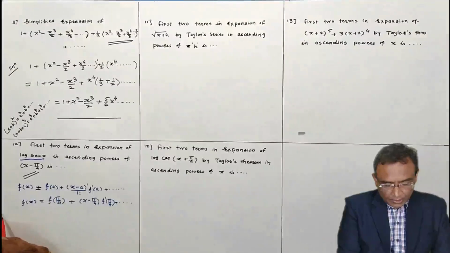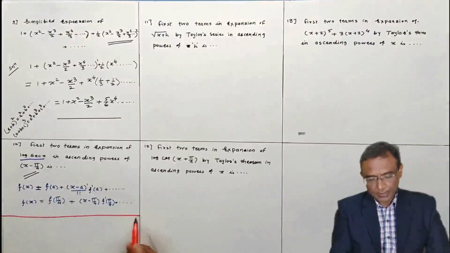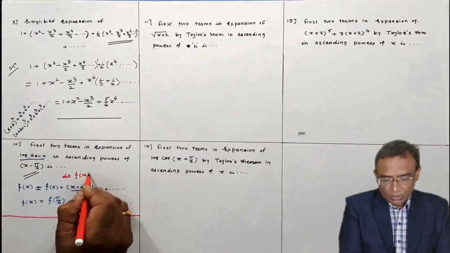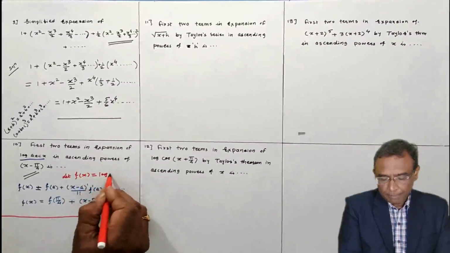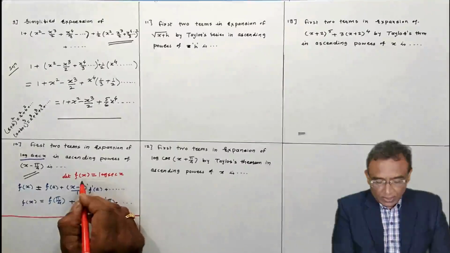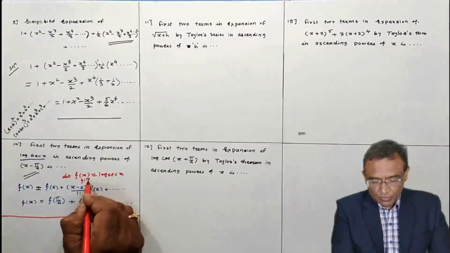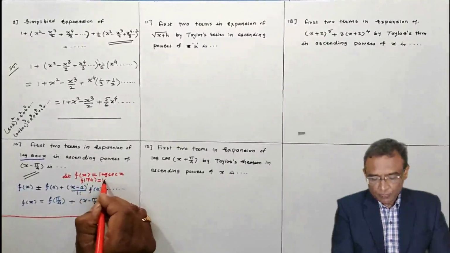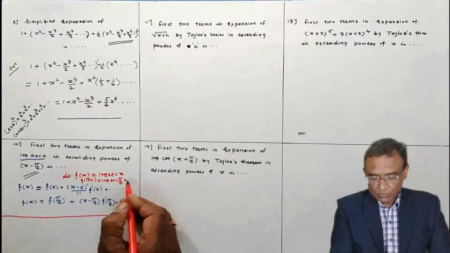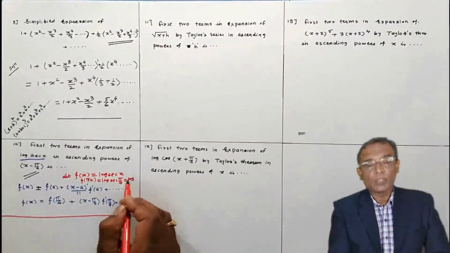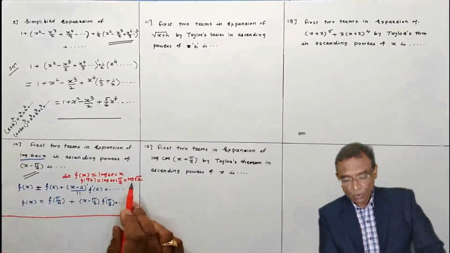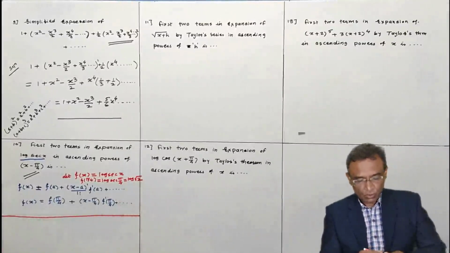Now, see, f of x is what? f of x equals log of sec x. What is required here? f of pi by 4 is required. Put x equal to pi by 4: log of sec pi by 4. And sec pi by 4 is what? Cos pi by 4 is 1 by root 2, so sec pi by 4 is root 2. This f of pi by 4 is log of root 2.